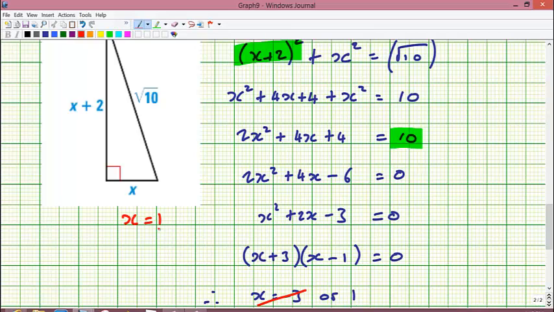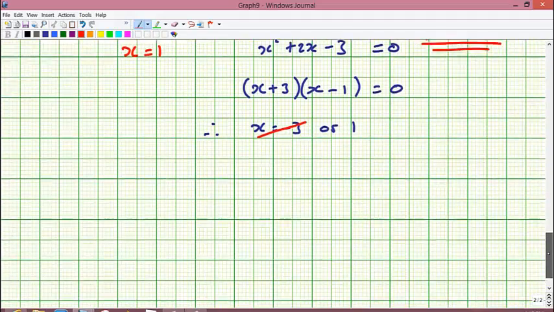So the sides here, x is 1, x plus 2 will give us 3. So our triangle has a side of 3, 1 and root 10. All right. Okay, so let's work through those questions 17 through 19 on the same page. I'm just going to include them below.